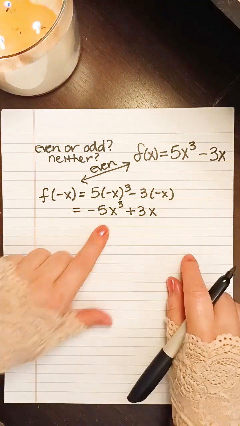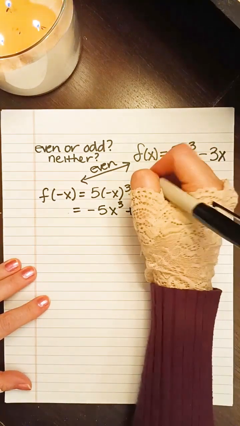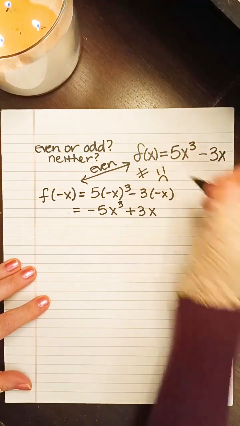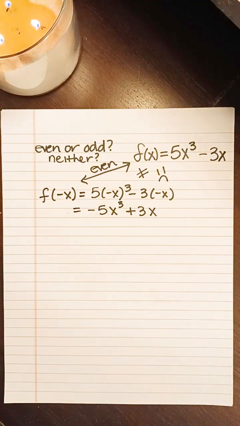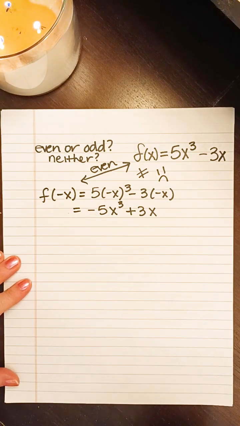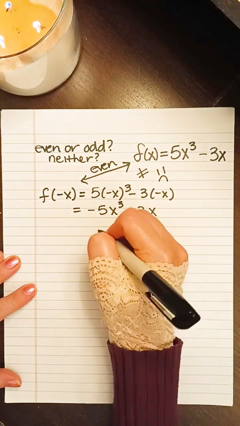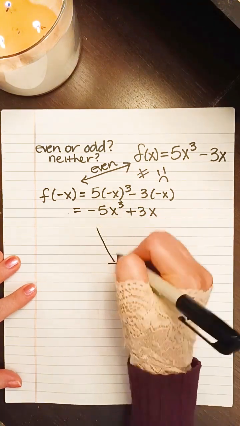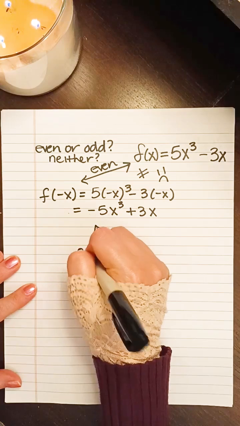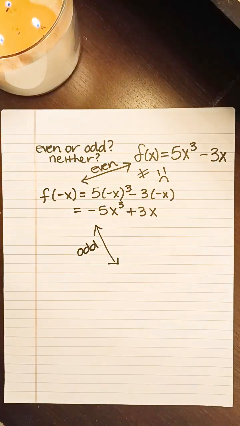If these two are equal. Well, we can clearly see they're not equal. So f of x is not even. So then you want to determine whether or not the function is odd.